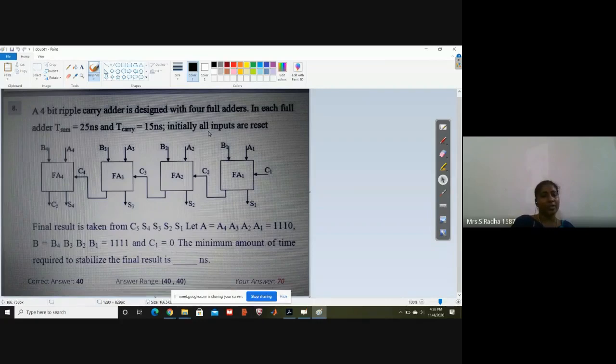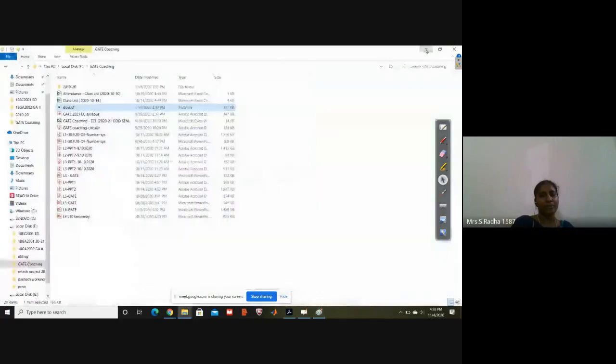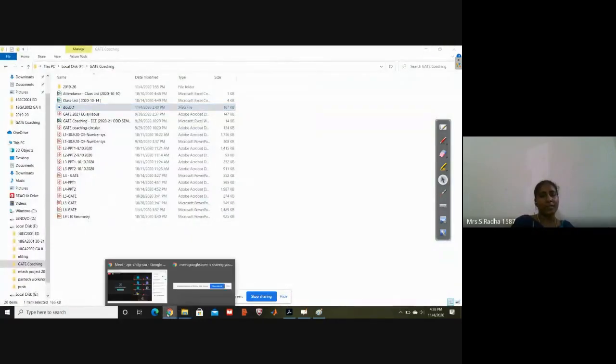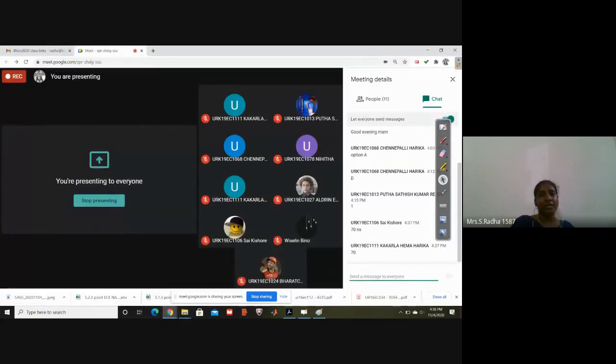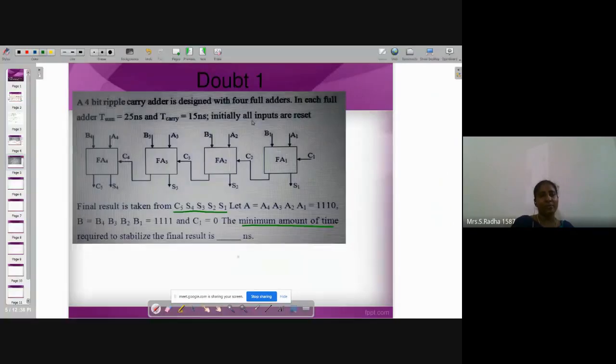That's why I am telling you, minimum amount of time required to stabilize the final result. You are telling 70 to get the sum output, but that is the maximum time to get the full output. You read the question, minimum time required. Minimum time means the time calculation for the S1 output. How much time is required for S1 calculation?